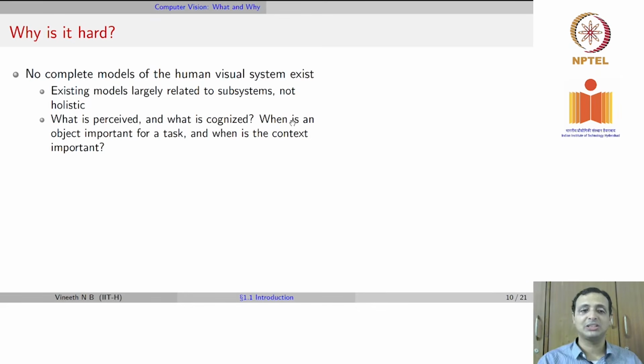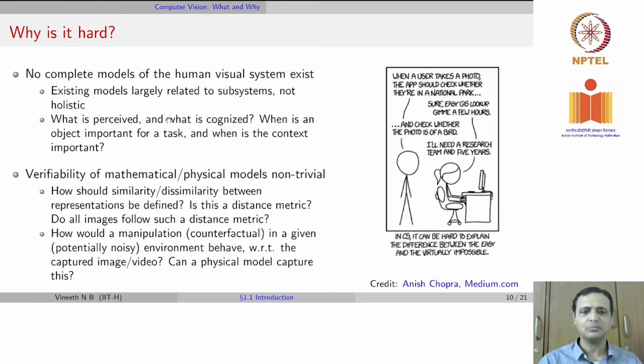You could also ask the question, when is an object important for a task? And when is the context around the object important for a task? These are difficult questions to answer. Some of these have been answered very convincingly today, and some of them still remain open research questions for the field of computer vision.